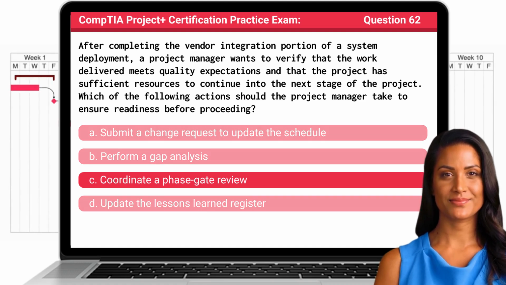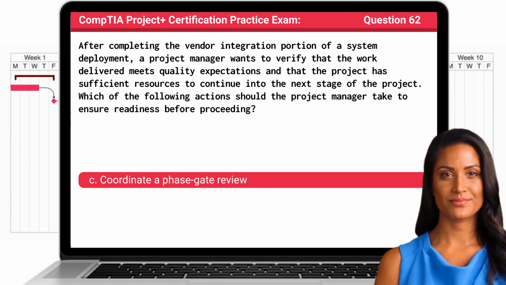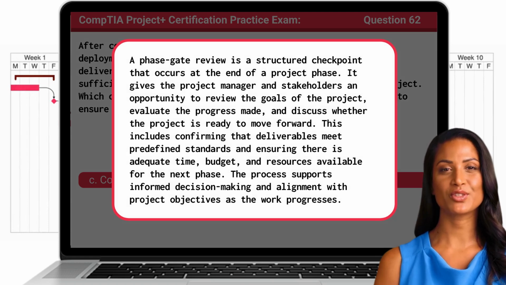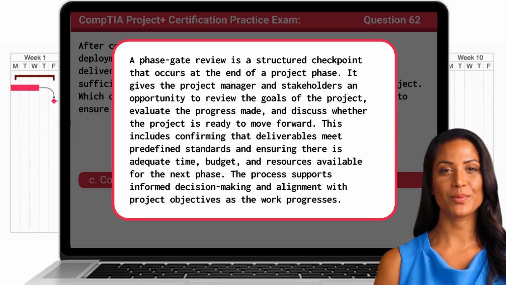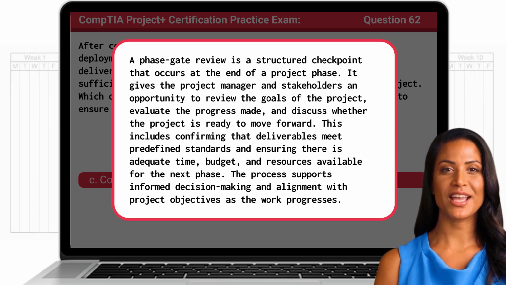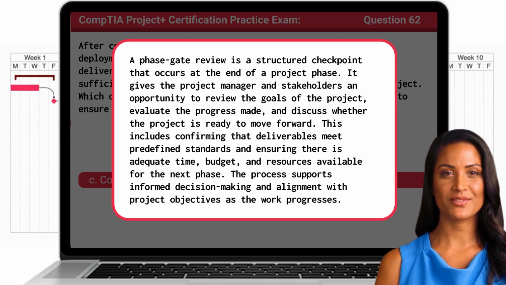The answer is C. Coordinate a phase gate review. A phase gate review is a structured checkpoint that occurs at the end of a project phase. It gives the project manager and stakeholders an opportunity to review the goals of the project, evaluate the progress made, and discuss whether the project is ready to move forward. This includes confirming that deliverables meet predefined standards and ensuring there is adequate time, budget, and resources available for the next phase. The process supports informed decision-making and alignment with project objectives as the work progresses.